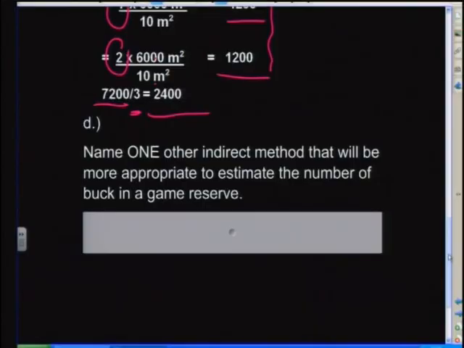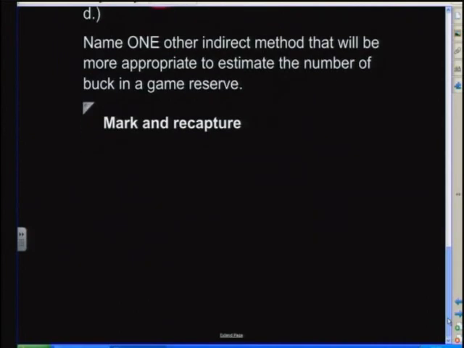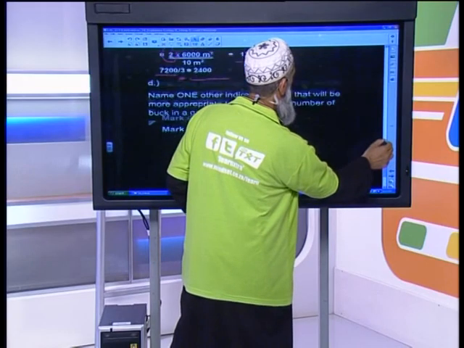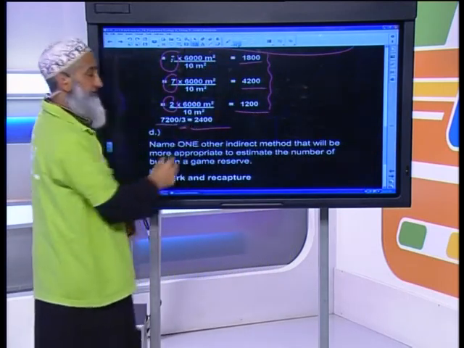Name one other indirect method that will be more appropriate to estimate the number of buck in a game reserve. Not plants like this, not slow-moving animals, but buck, which move quite fast. So what is that method? We discussed that earlier, and that would be the mark and recapture method. Good. Just to go back one step, before the break I said we're going to talk about this. Why do we take 3?